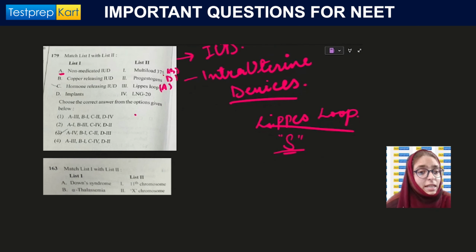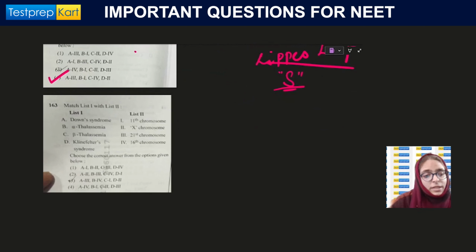That means this is the D and this is the C part. This is the thing we have to consider in the NEET. We have to read each and every option, because sometimes two answers are correct, but we have to say which one is the most appropriate. So according to this question, the most appropriate answer will be option number D, which is A3, B1, C4 and D2.